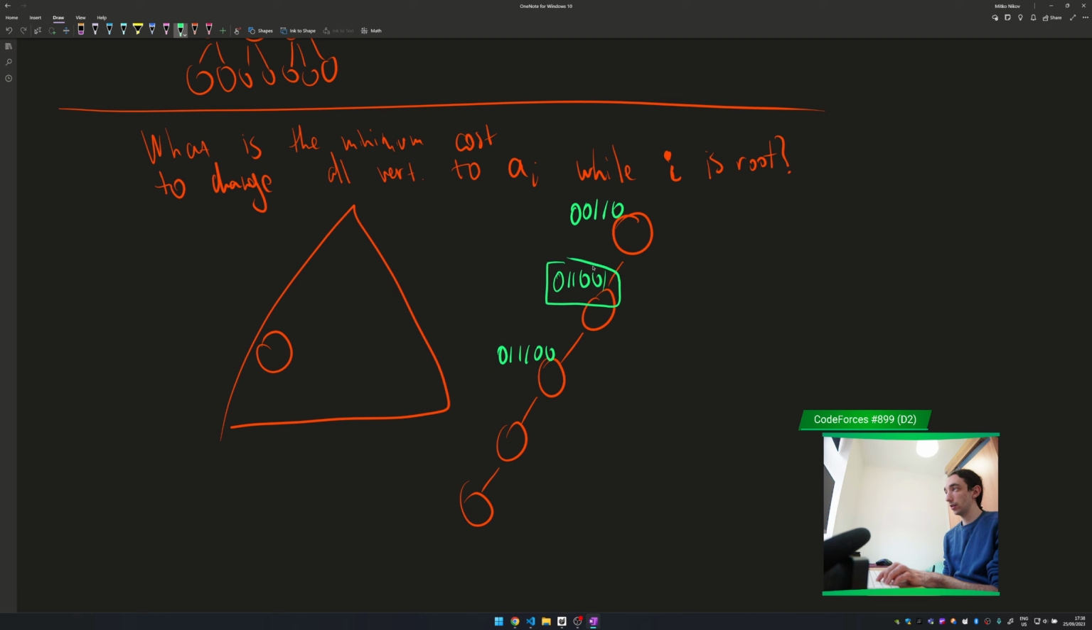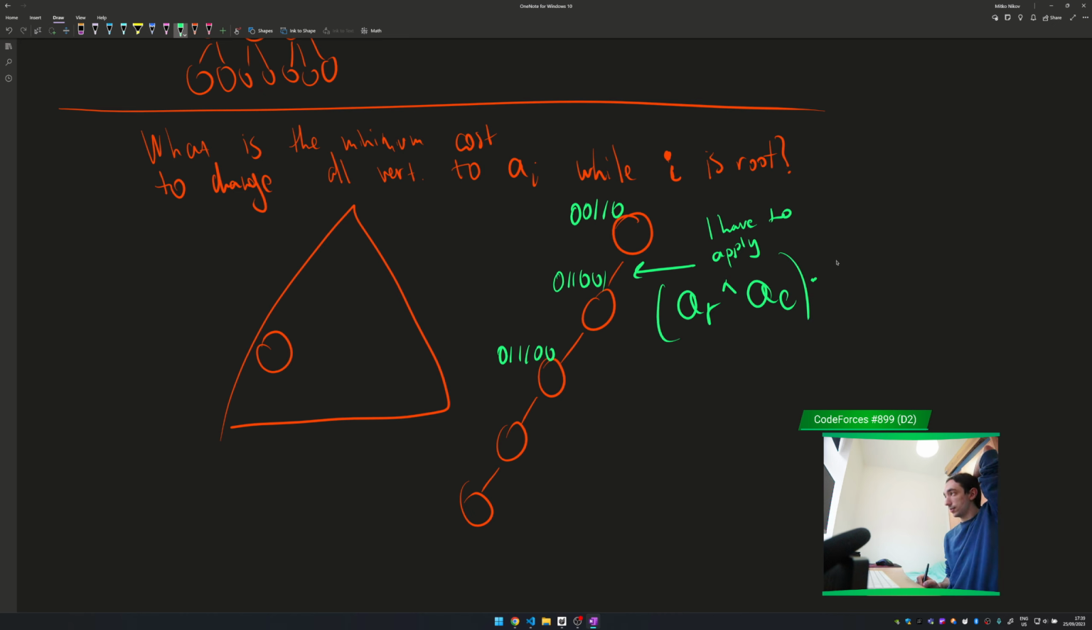So for each of these children, as the root node, I have to apply the XOR between the root's XOR A_r, XOR myself, a child, and then this is times my subtree. And I have to do this for all of my children.